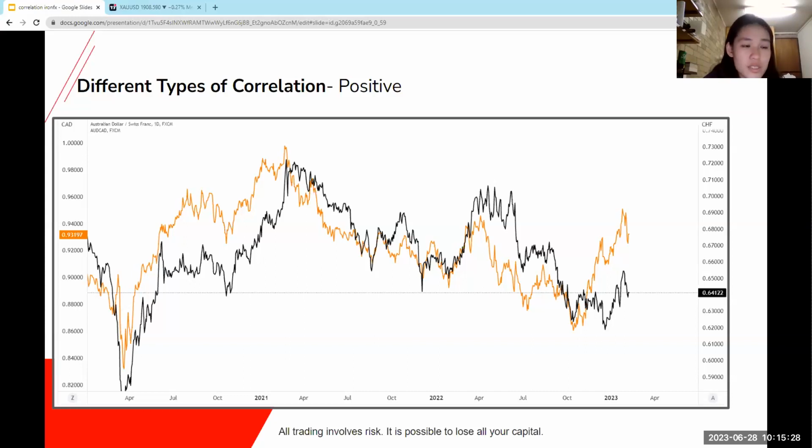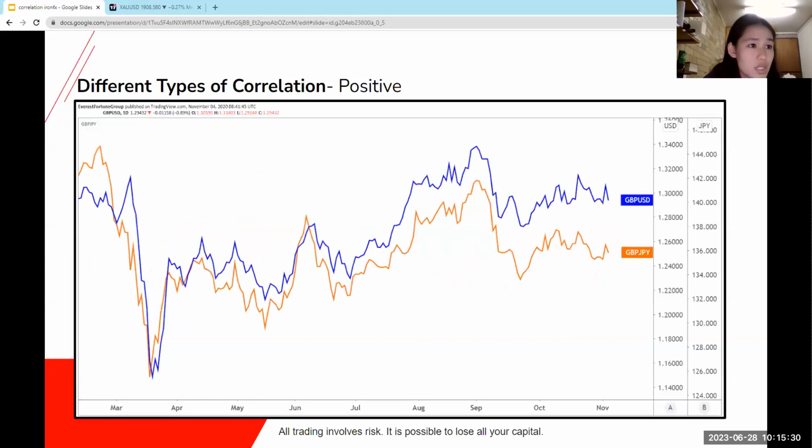Okay, now let's take a look at another example. Here we have GBP against the US dollar and pound against the Japanese yen. And you can see the similarity as well.